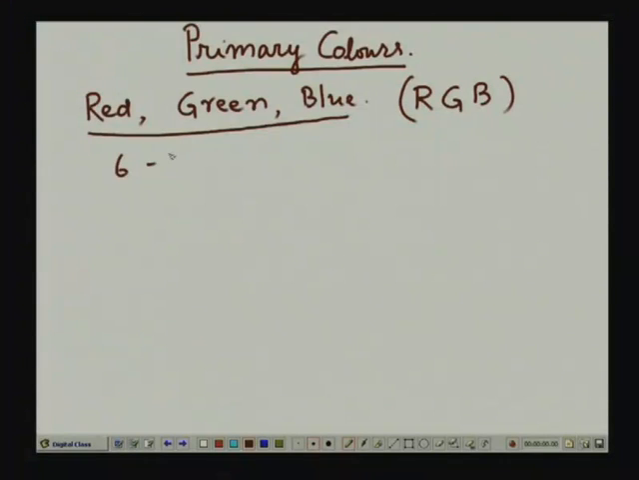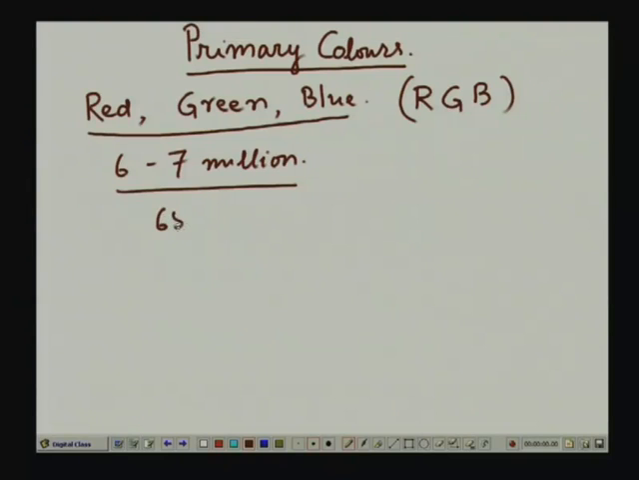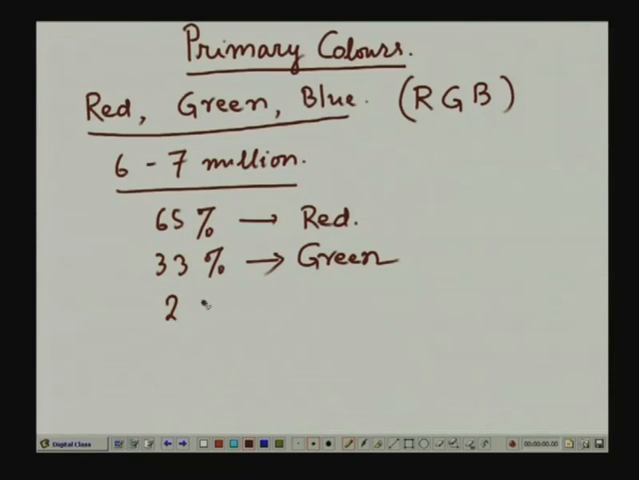The reason is something like this: there are some cone cells in our eyes which are responsible for color sensation. There are around 6 to 7 million cone cells. Out of these, around 65% are sensitive to red light, 33% sense green light, and roughly 2% sense blue light.